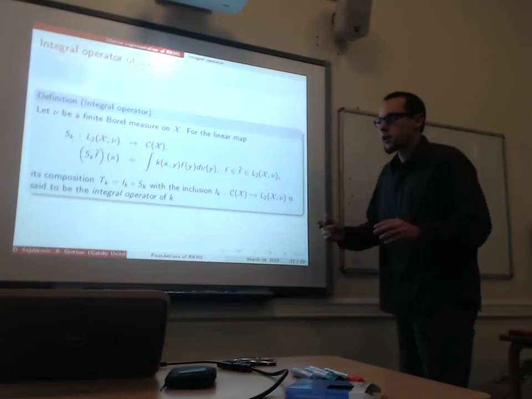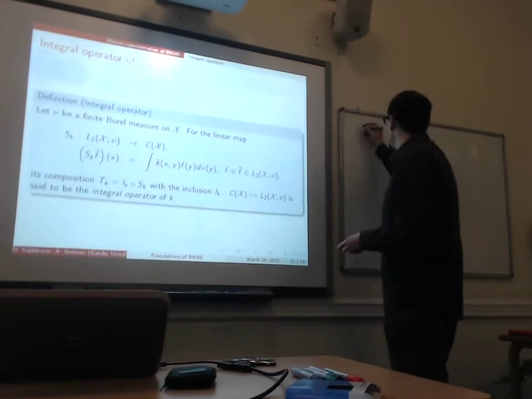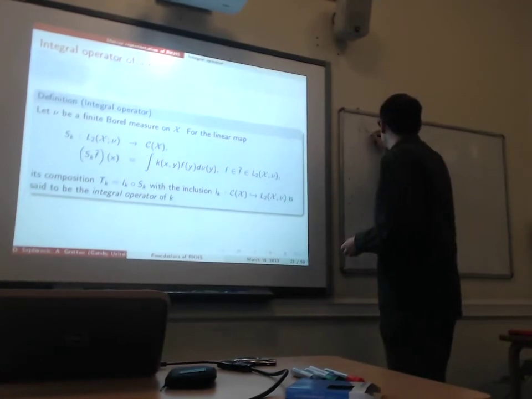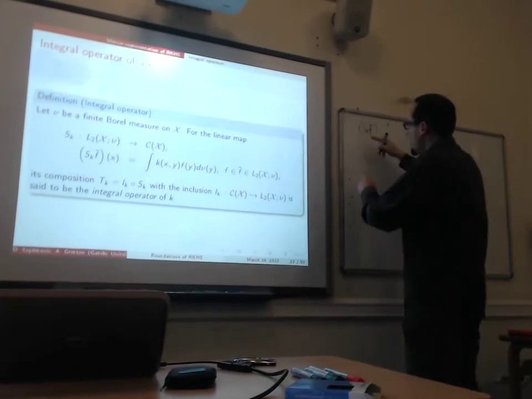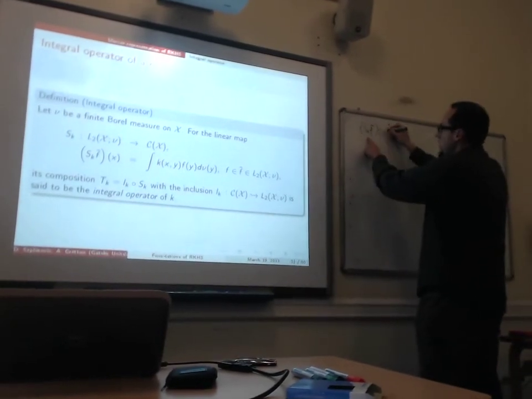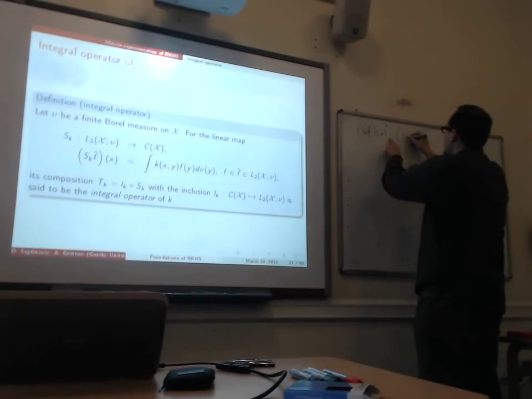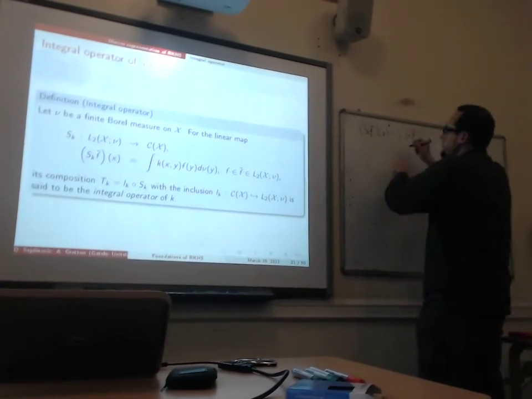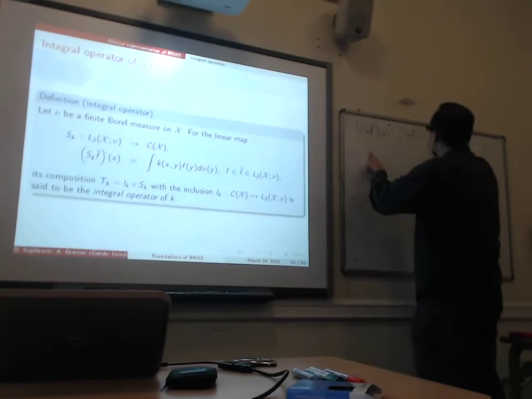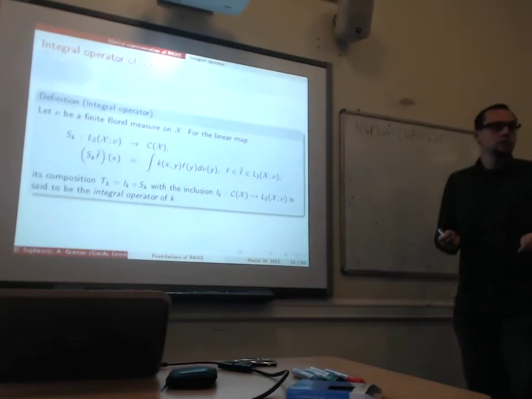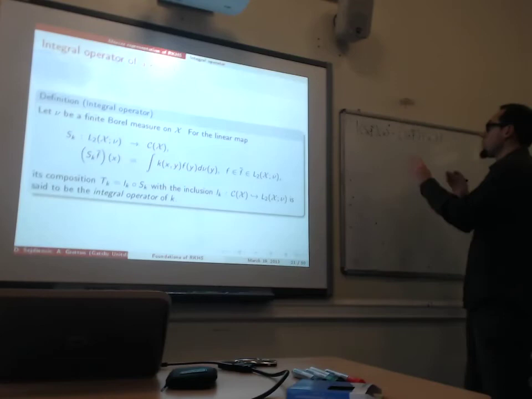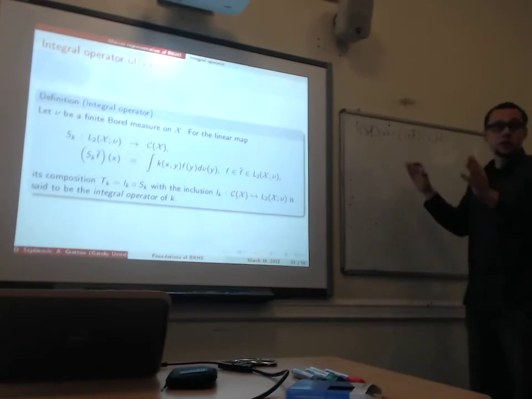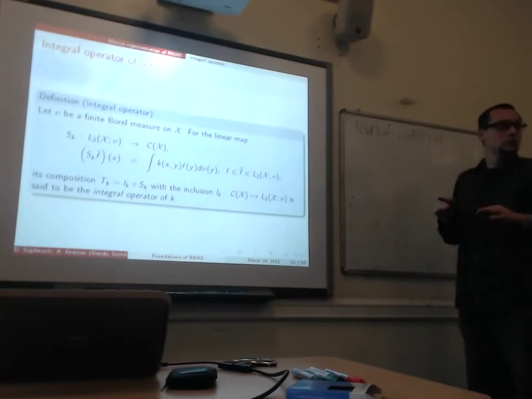So I want to show that it's a continuous function. So let me just look at the difference of that evaluated at x minus the same thing evaluated at x prime. And I want to control the absolute value of that. So I want to show that if I make x and x prime sufficiently close, this becomes sufficiently small.